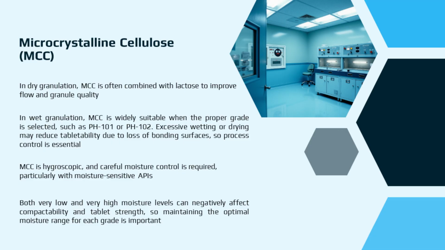Moisture content plays a critical role in the performance of microcrystalline cellulose. Both excessively low and high moisture levels can negatively affect compactability and tablet strength. Since MCC is hygroscopic, careful control of humidity is essential, especially when formulating with moisture-sensitive active ingredients. In wet granulation, selecting the proper grade, typically pH 101 or pH 102, ensures optimal behavior during processing.